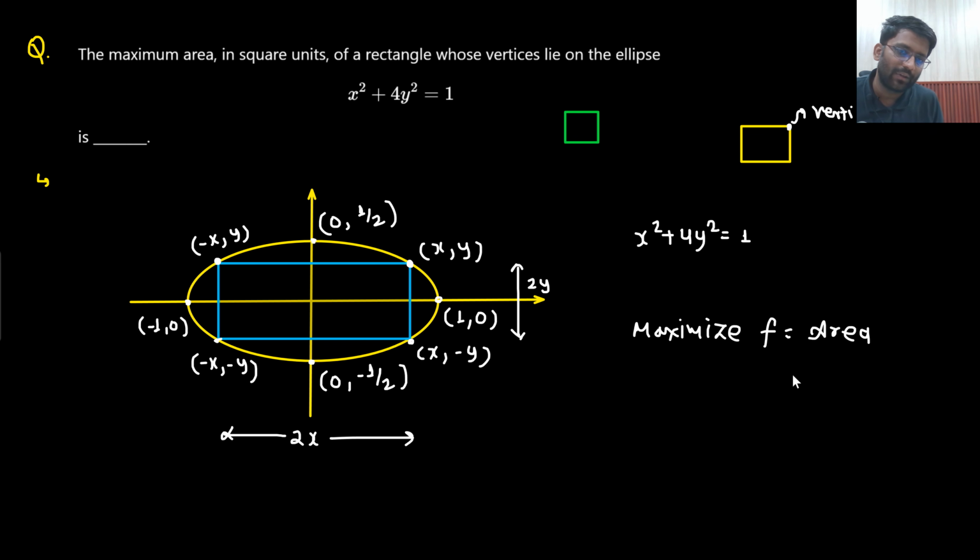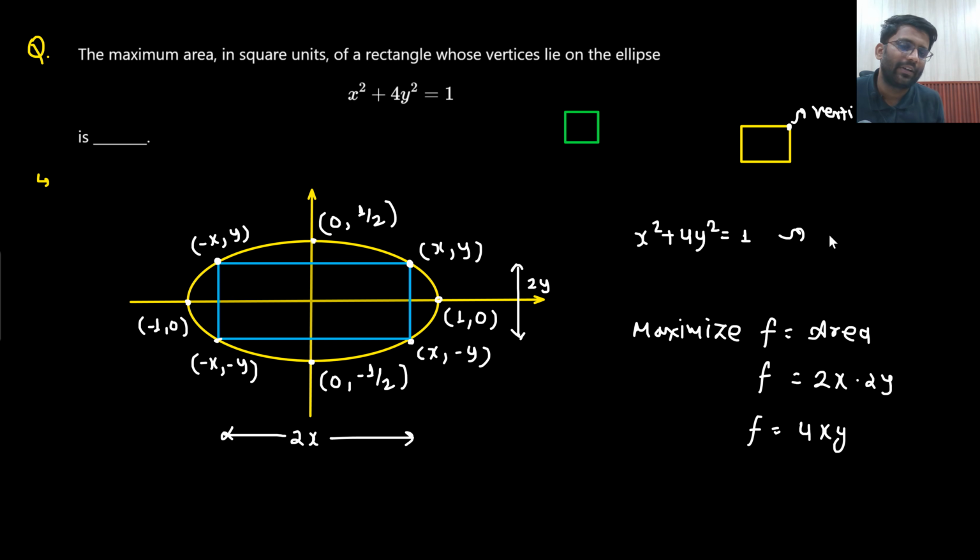Maximize area. And what is that area? 2x multiplied with 2y. So what is the area we need to maximize? 4xy. Right? So what can we do?